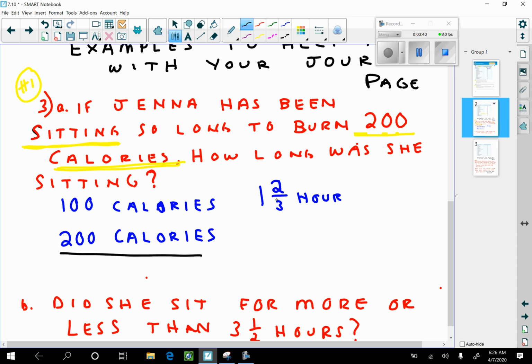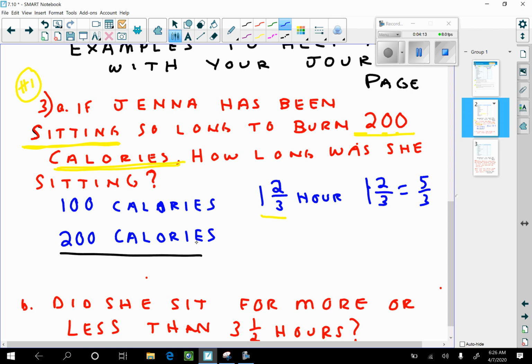Well, we're going to multiply this by 2. But before we do, let's write it as an improper fraction, since it's going to be easier to multiply. And 1 2/3 is the same, and you've learned this in a different lesson, as 5/3. 3 times 1 plus 2 is 5/3. And so that's how long it takes to burn 100 calories: 5/3 of an hour.